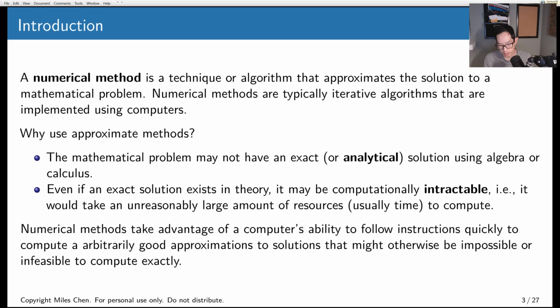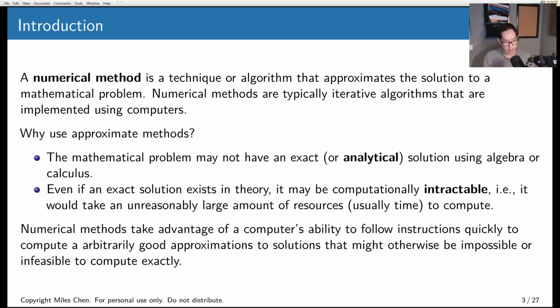And what we do is we take advantage of the computer's ability to do computations very quickly, and we generally implement some kind of iterative algorithm. And the reason why we would want to use a numeric method is because sometimes the analytic solution is impossible to find. So a mathematical problem might not have an exact solution, okay? Or that exact solution might exist, but it could be really, really difficult to get, okay? And it might take a really long time for us to compute exactly.